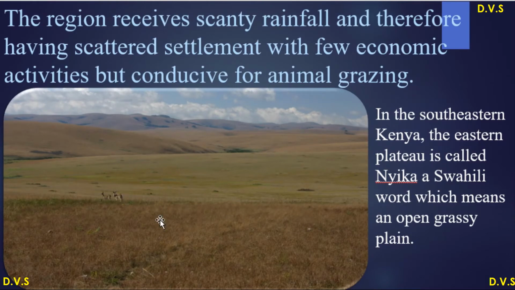As you see, it is a plain. What you are calling the Eastern Plateau, it is a plain. In southeastern Kenya, the Eastern Plateau is called the Nyika, a Swahili word which means an open grassland, or an open grass plain, as you see in the photograph.